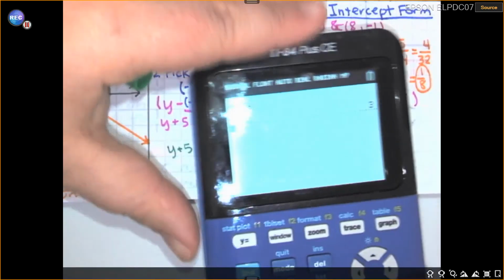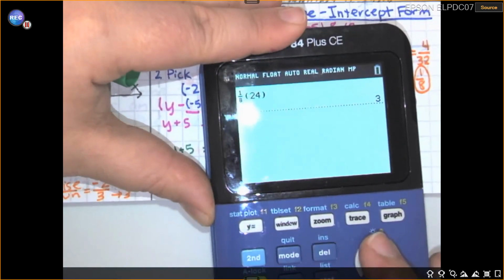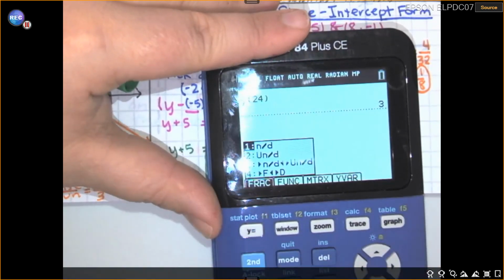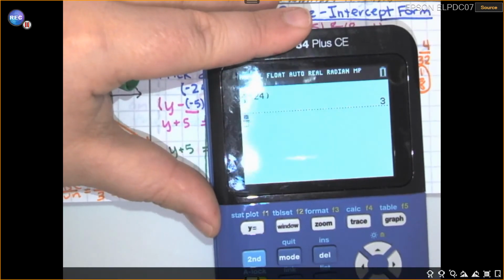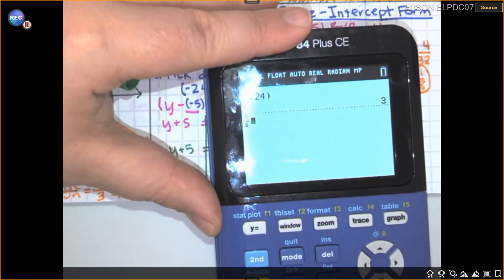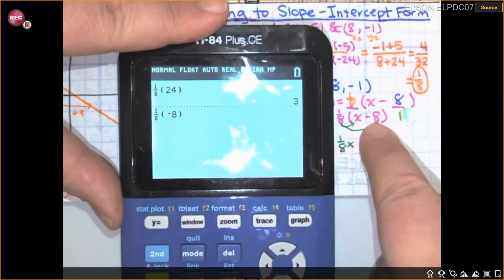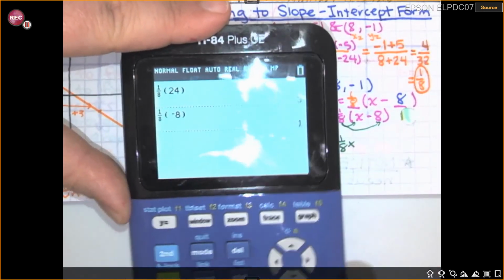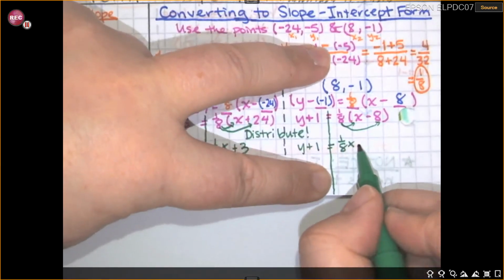I know what that is, but we can use our calculator. So we do alpha y equals, enter. And I'm going to do 1/8. And this time I'm timesing it by -8 because there's a minus sign here. Okay? And that gives us -1. So we're going to write -1.